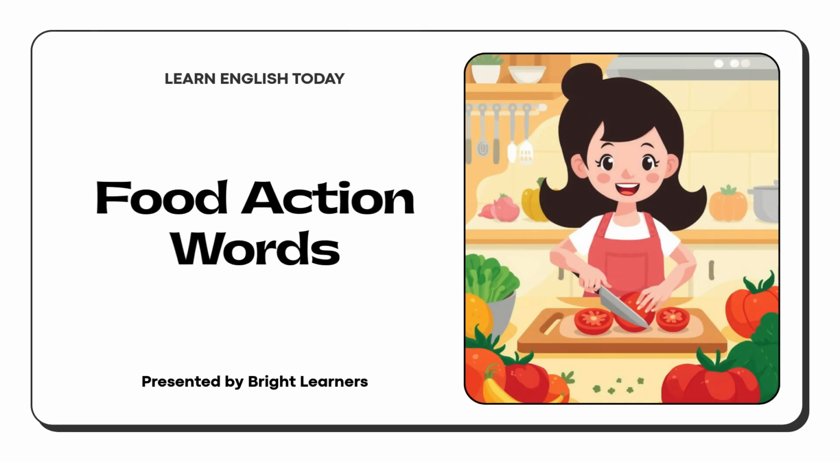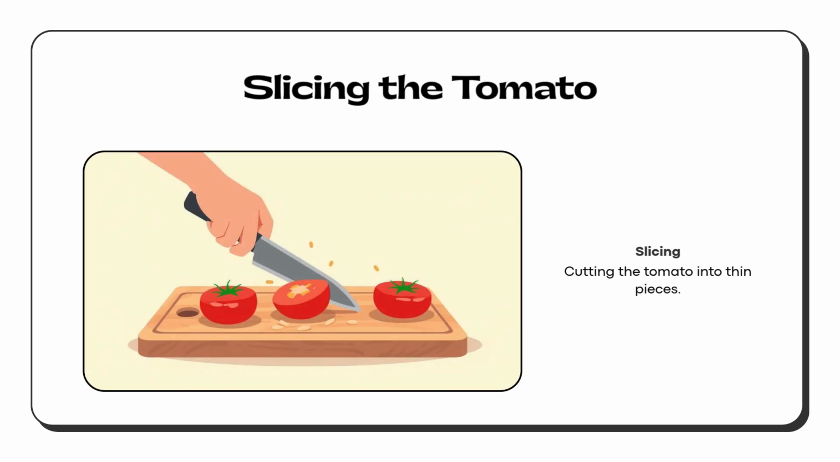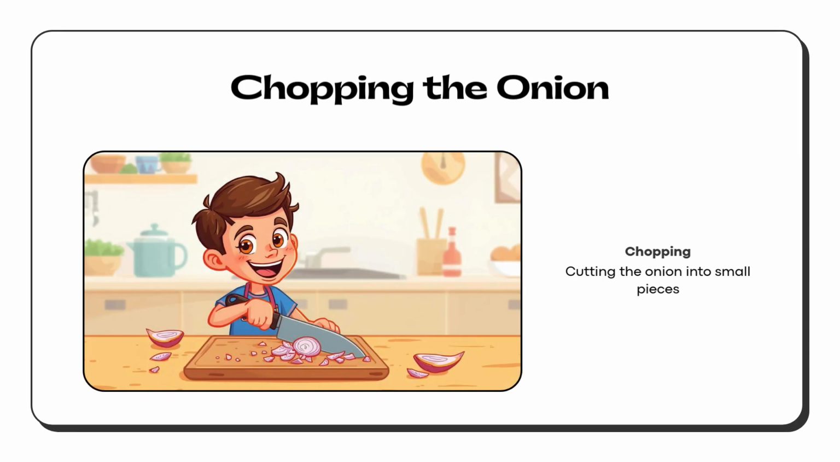Today, let's learn food action words in English. This action is called slicing the tomato. Slicing means cutting the tomato into thin pieces. This action is called chopping the onion. Chopping means cutting the onion into small pieces.